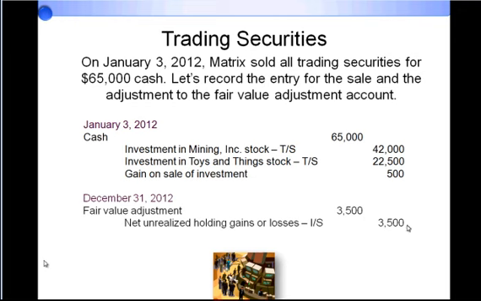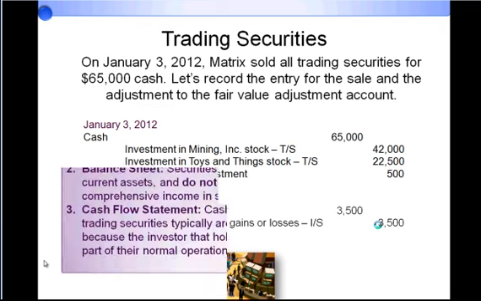All we're doing is closing these out. These were temporary type accounts that were just intended to approximate it. Now once we close these out, we have overall our $500 gain. That's the only thing going to be left on the income statement because these are gone.